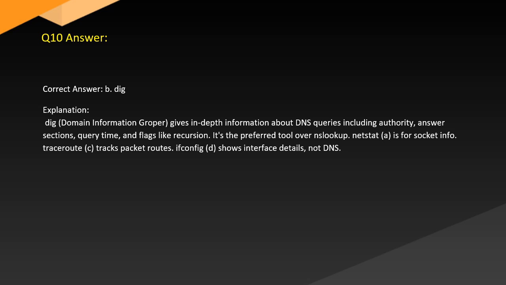Answer. Correct answer: B. dig. Explanation. dig, Domain Information Groper, gives in-depth information about DNS queries, including authority and answer sections, query time, and flags like recursion. It is the preferred tool over nslookup. Netstat, A, is for socket info. Traceroute, C, tracks packet routes. ifconfig, D, shows interface details, not DNS.